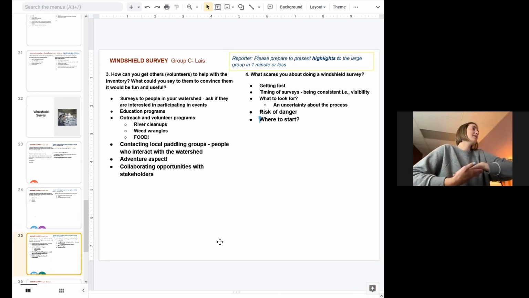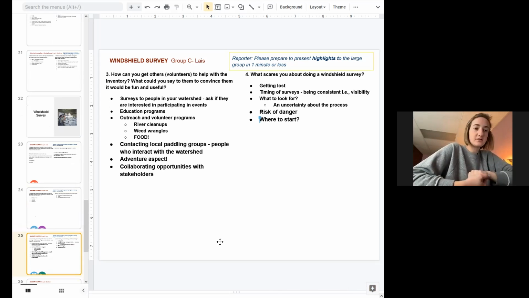Yeah, we had a lot of similar answers to the first two groups, but one of our first suggestions to getting people involved was sending out a survey, kind of getting people to notice that you're out there. Hey, we're here. You want to come help? Surveys just asking, would they be interested in helping? How much would they want to help? When would be best for you and your schedule? Or different educational programs.